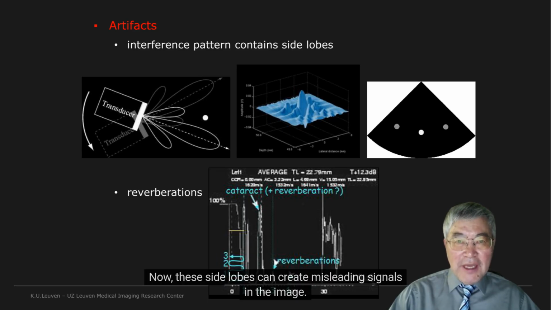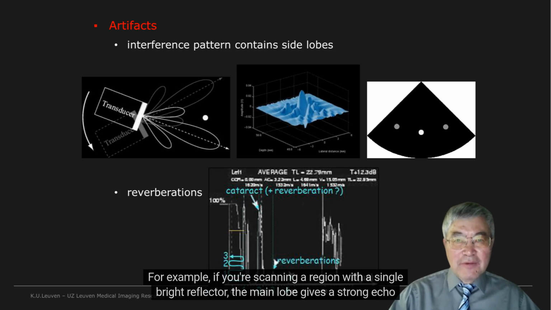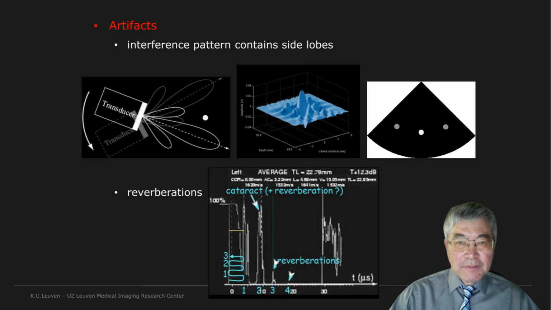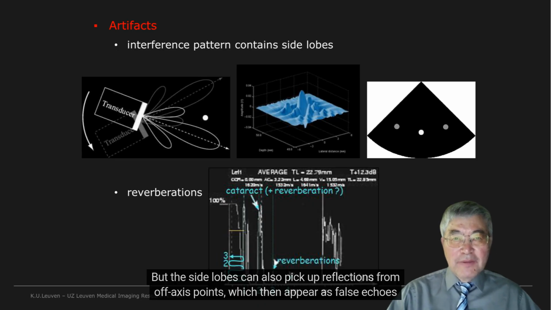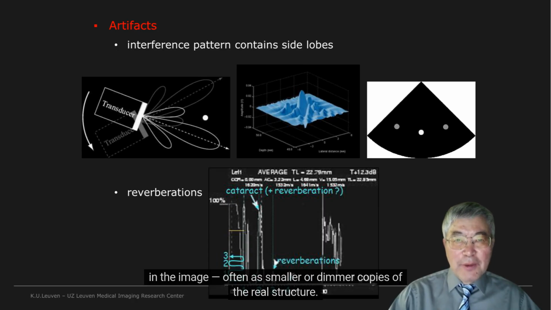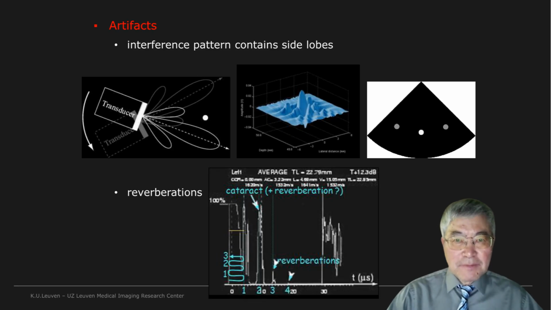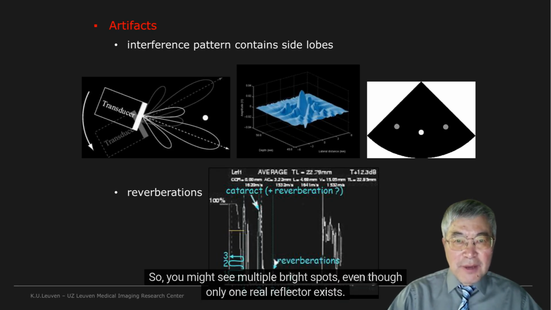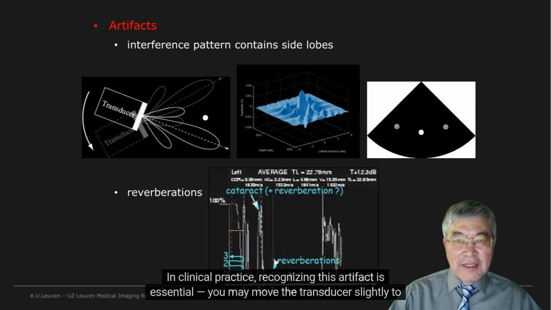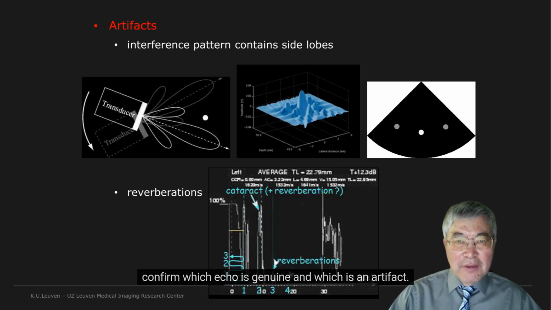Now, these side lobes can create misleading signals in the image. For example, if you're scanning a region with a single bright reflector, the main lobe gives a strong echo at the correct location. But the side lobes can also pick up reflections from off-axis points, which then appear as false echoes in the image, often as smaller or dimmer copies of the real structure. So you might see multiple bright spots even though only one real reflector exists. In clinical practice, recognizing this artifact is essential. You may move the transducer slightly to confirm which echo is genuine and which is an artifact.